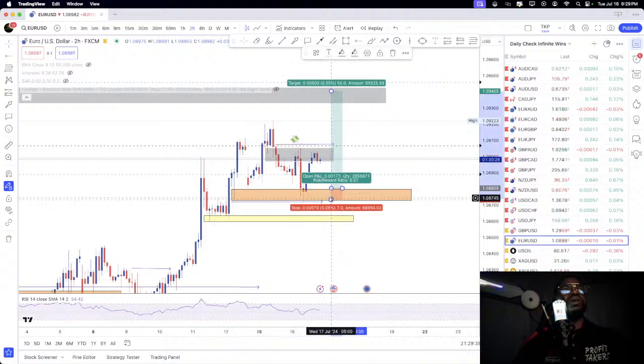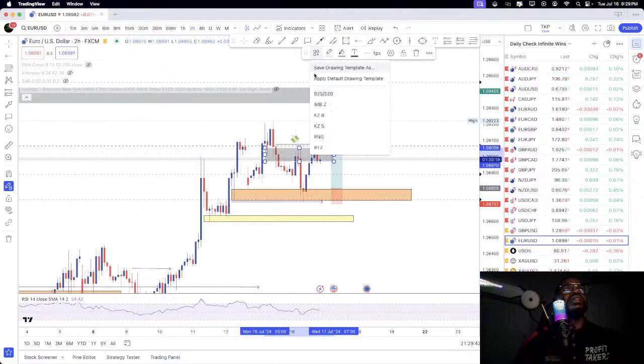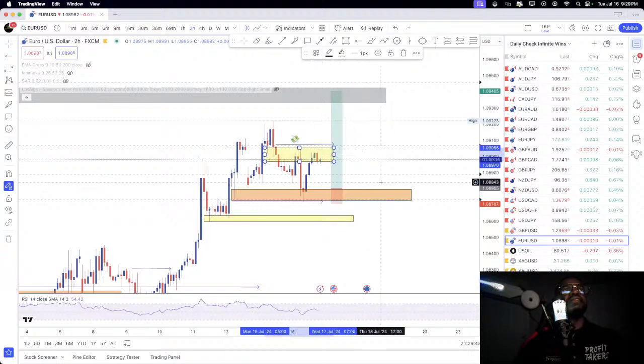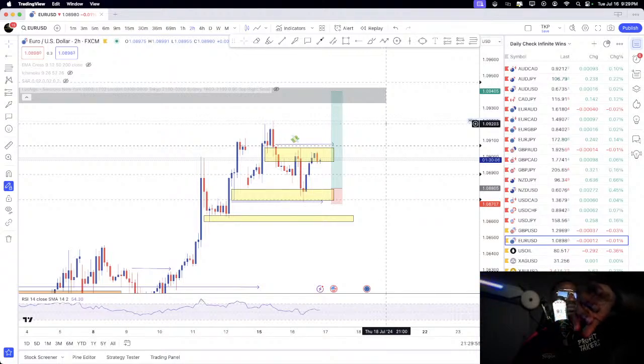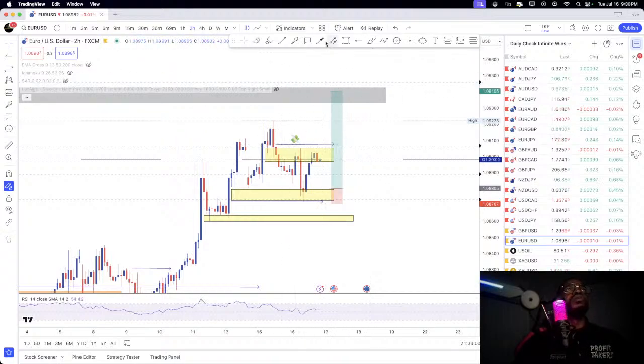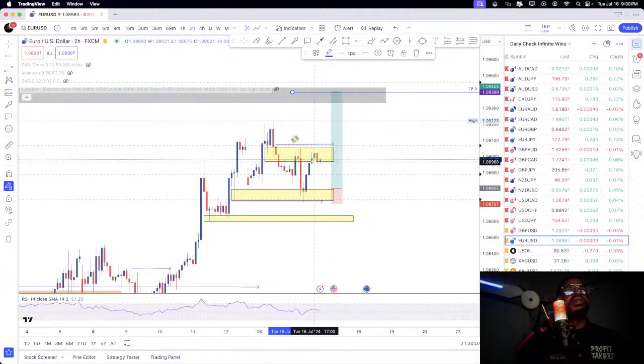We want to enter a little lower. All right, cool. So we want to wait until those alerts are triggered to let us know when to safely enter in this trade setup. Let me go ahead and set our targets.